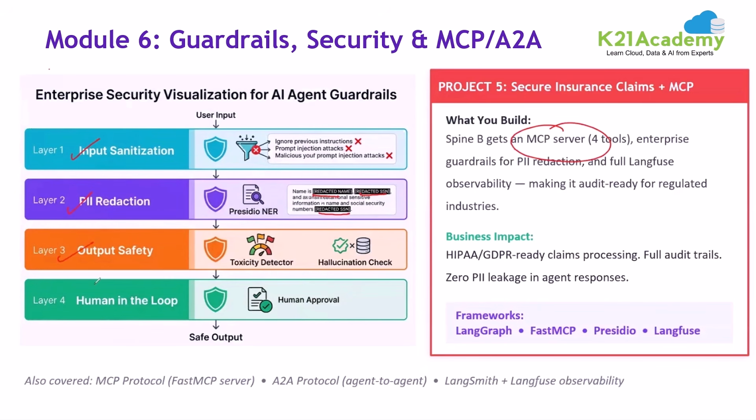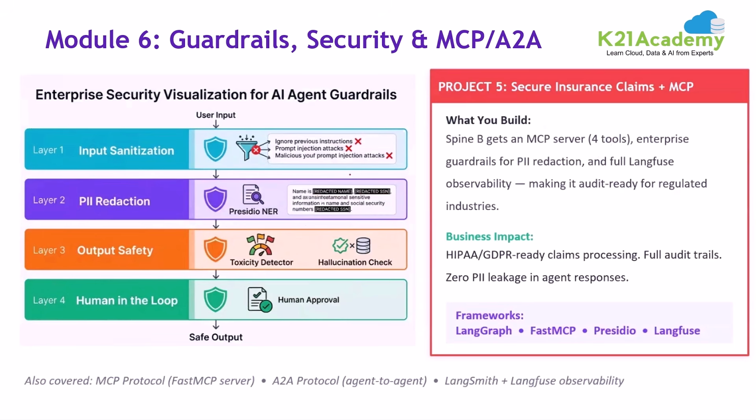And then whatever is the output coming from these models, you have to also make sure that it is safe for work. It doesn't have an abusive nature, or it is pretty neat, clean, and professional. So toxicity detector, hallucination check. All of these things can be implemented. And finally, a human in the loop to make everything okay.